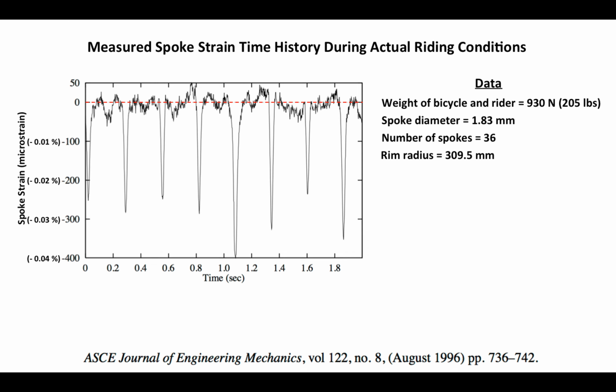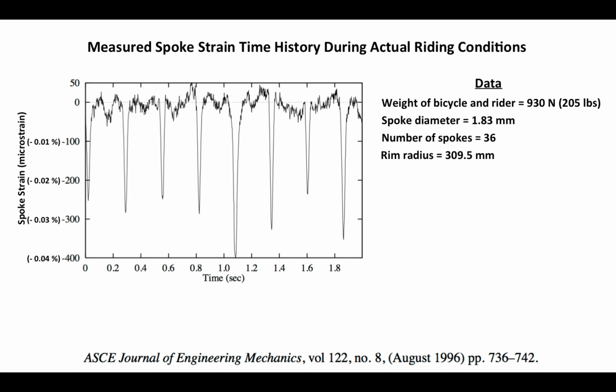In the graph, this line here represents zero strain, so anything above this represents a lengthening of the spoke and an increase in tension. Anything below that represents shortening of the spoke and reduction of tension. The data here shows us the average strain, which is a negative number, meaning that the spoke is being compressed as the spoke and the wheel go around multiple revolutions.